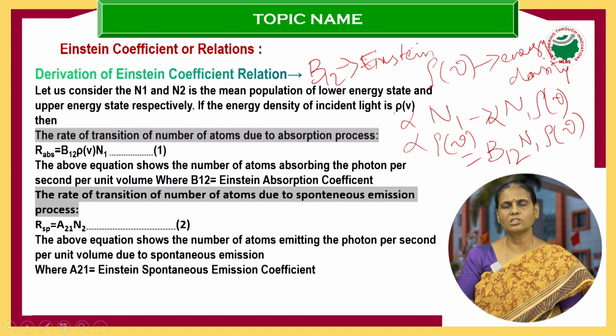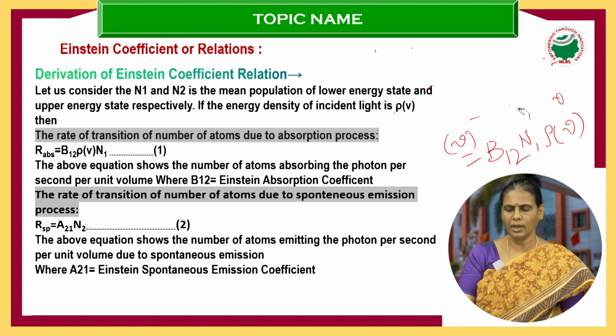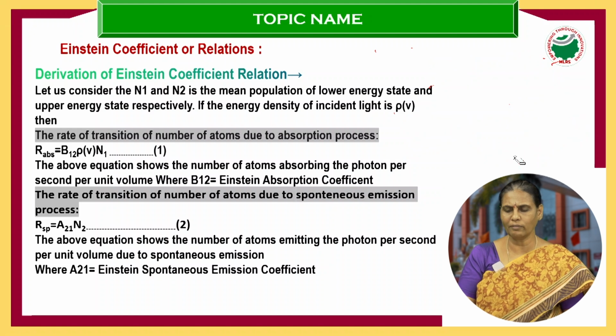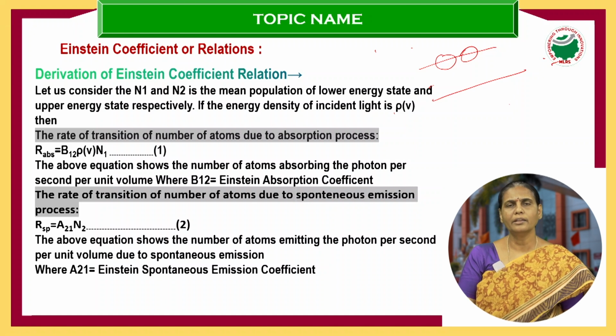Now, the second process is the stimulated emission process. We have already discussed this also in the last class. Now, what is a stimulated emission process? As we are considering the two-level system, once we have given the energy, the atoms are present in the higher energy state. The atoms which are present in the higher energy state don't want to stay in the higher energy state. They want to get de-excited.